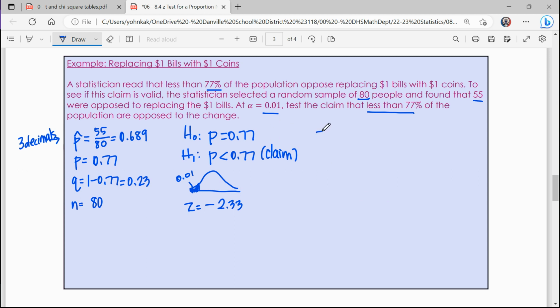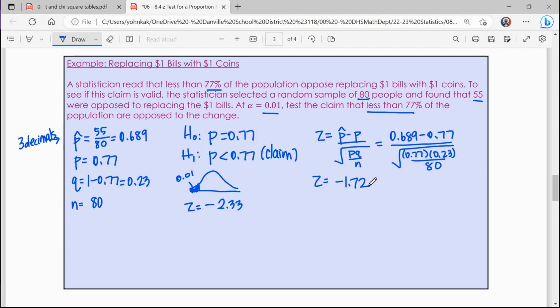Then I need to calculate my test statistic. So z equals p hat minus p over the square root of pq over n. That's going to give me 0.689 minus 0.77 over the square root of 0.77 times 0.23 over 80. This is a z value, so it's 2 decimals. I get a test statistic of negative 1.72.